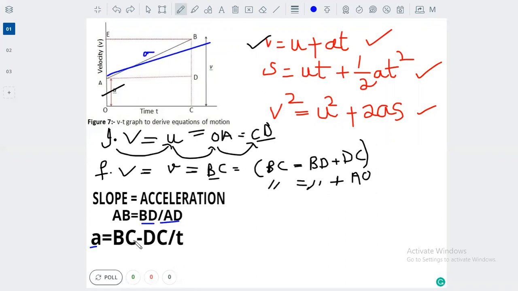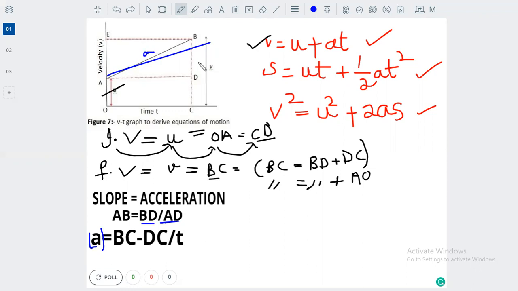Now, first of all, what is acceleration? Acceleration is nothing but change in velocity by time. Here the change in velocity is BD, and time is AD, right? BD by AD is change in velocity by time. Now AB is nothing but the acceleration, so a is equal to (BC minus DC) by t. How? When we subtract BC minus DC by t, we automatically get BD. So I have directly written it that way.